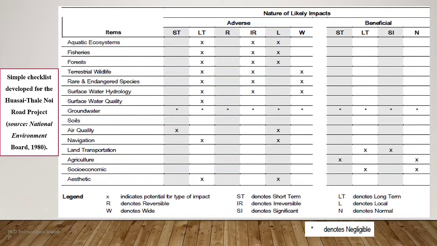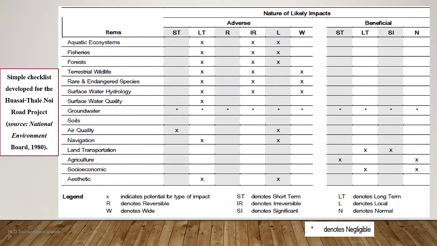Each section further categorizes the impacts based on various criteria. So first of all, under the section of items, you can see this column lists the environmental components and factors that may be affected by the project. In this example, the items include aquatic ecosystems, fisheries, forests, terrestrial wildlife, rare and endangered species, and so on. Then under the nature of likely impacts, the section is divided into adverse impacts and the beneficial impacts.